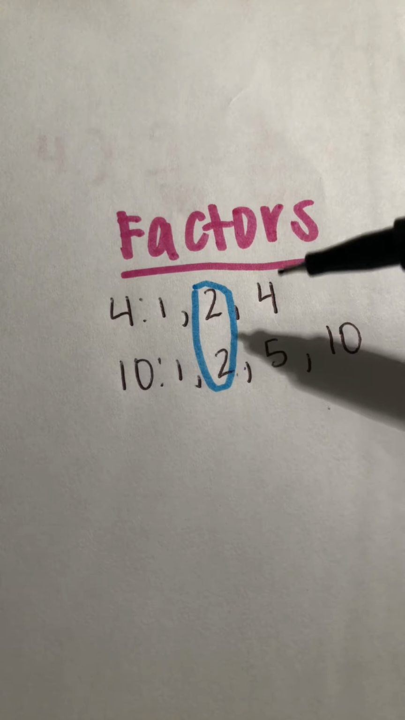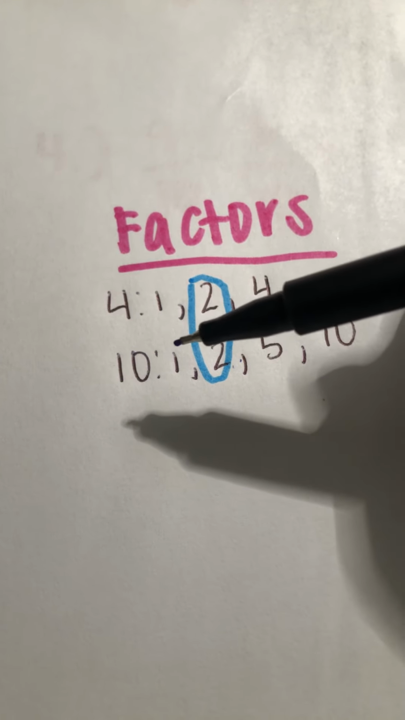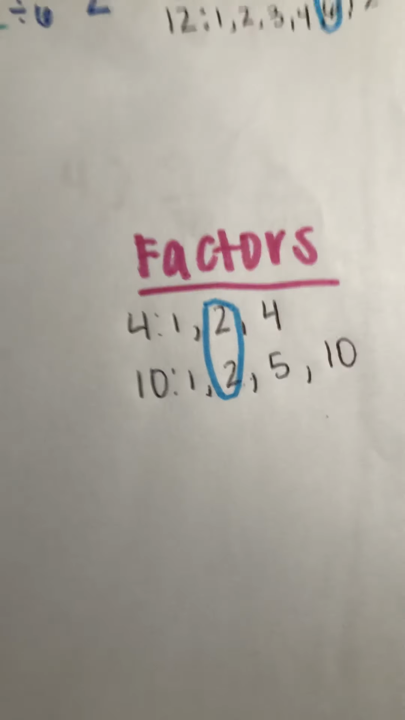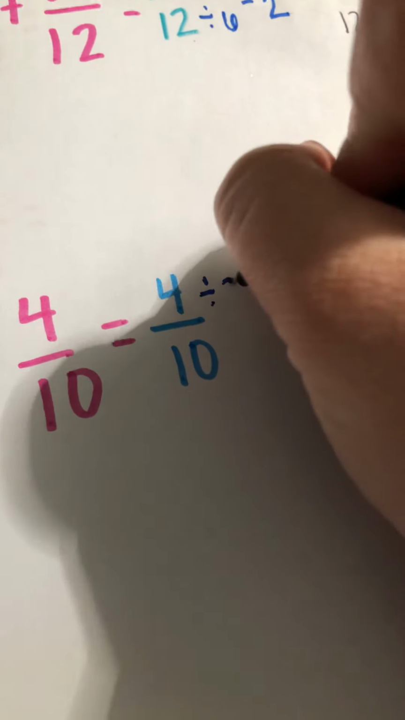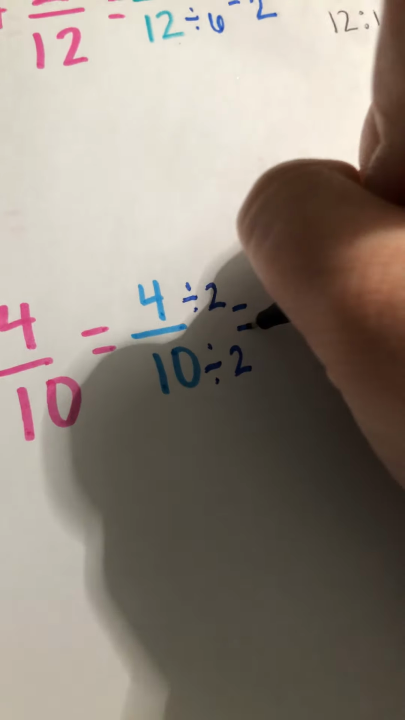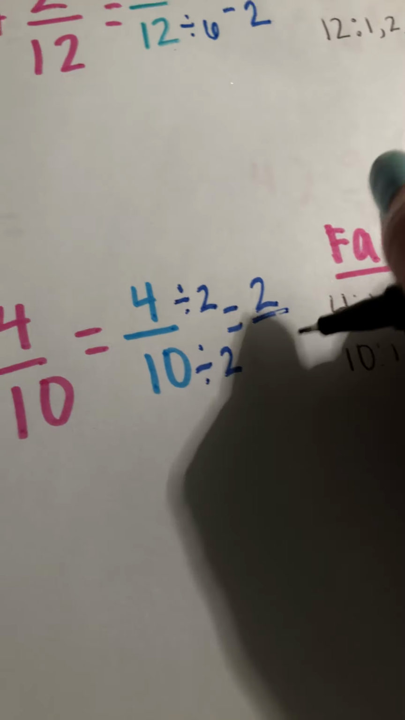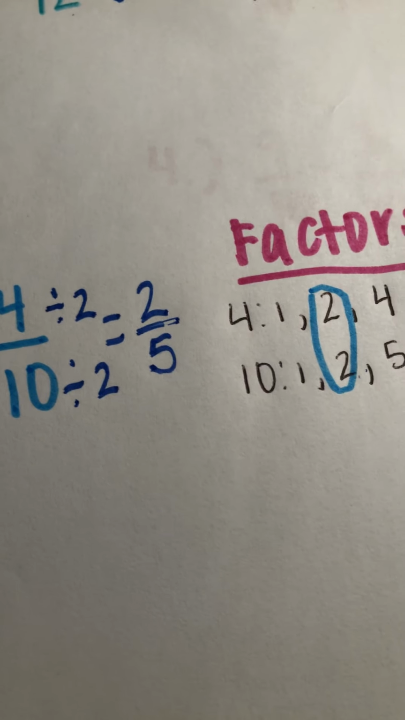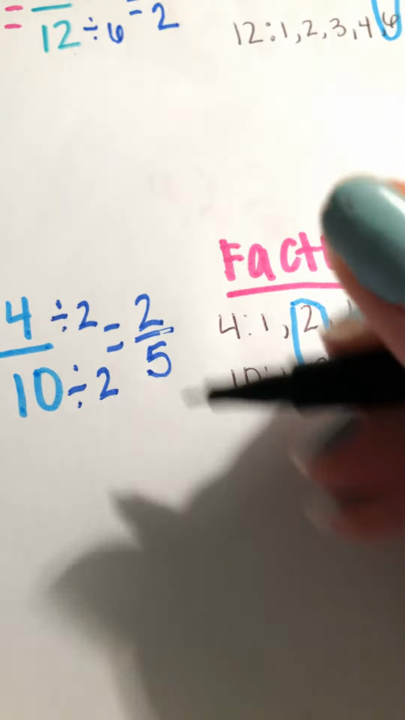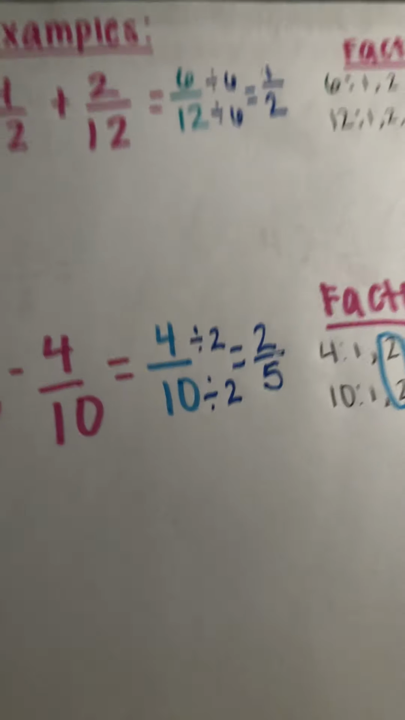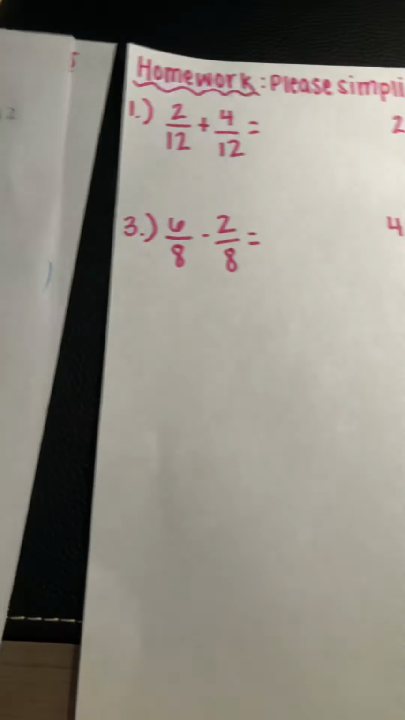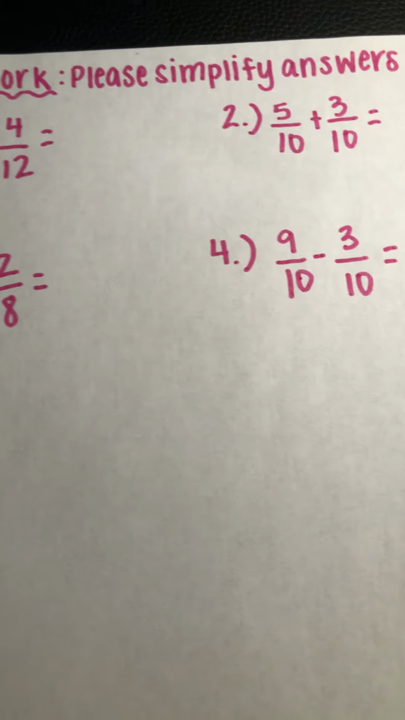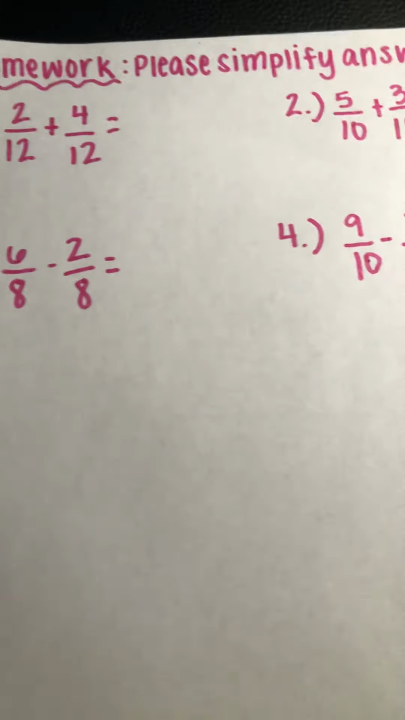So I have 1, 2, and 4. And then I have 10, which could be multiplied 1 times 10 or 2 times 5. And I look for the greatest common factor, which is 2. And that tells me I need to divide by 2. 4 divided by 2 is 2. And then 10 divided by 2 is 5. And that should give me the answer in its simplest form, which is 2/5. I cannot divide anything more by 2 and 5. And that's how you add and subtract. Now you have your homework right here. There's only 4 problems. You can do this in your math journal, and you do not need to send us a picture of it. Just practice doing it for today.